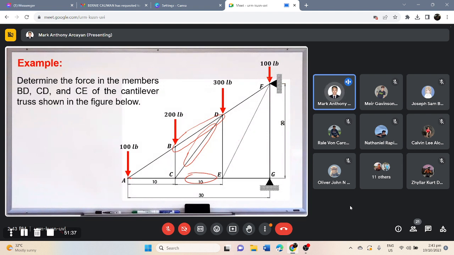Now, we have two supports at F and at G. Okay? So our clue here, when you create your cutting plane, is just this one, no? It passes through these. Okay? Then your arrow indicates which side you will consider. My arrow at the cutting plane points towards the left. So, meaning, the left side section is the one I will take.